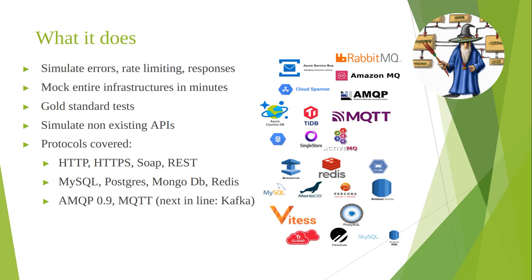It can simulate errors, rate limiting responses, and do chaos engineering. It can mock entire infrastructures in minutes. You can do gold standard tests, simulate an existing API, and cover several protocols: HTTP, HTTPS, SOAP, REST, everything that goes back through the web. MySQL, Postgres, MongoDB, Redis, AMQP, MQTT, and in the future Kafka.